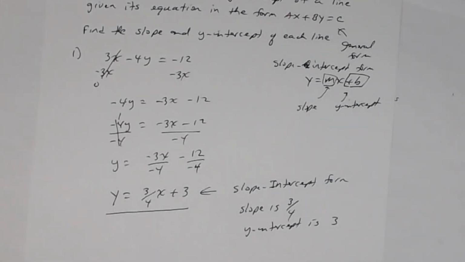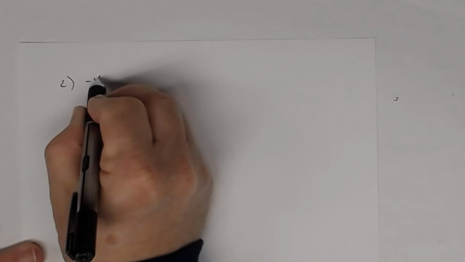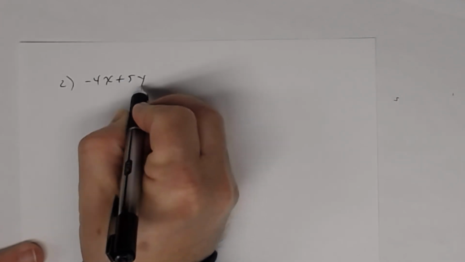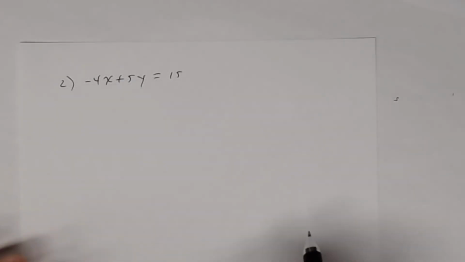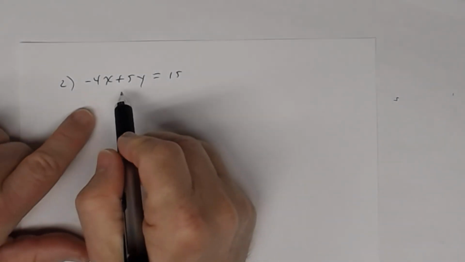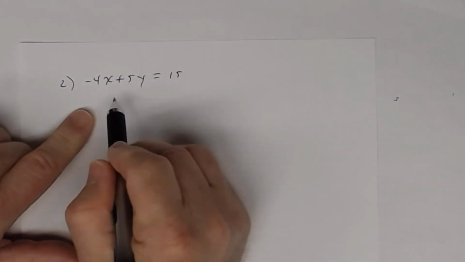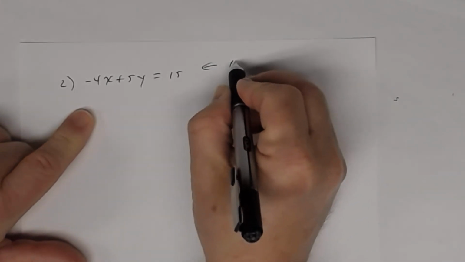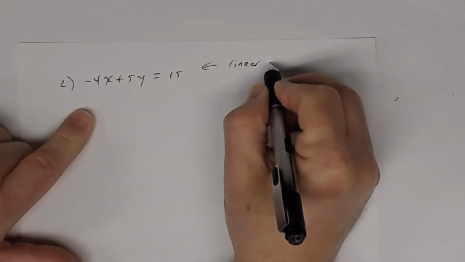All right, so let's look at number 2. Let's suppose we had this equation, number 2. We have negative 4x plus 5y equals 15. We want to find the slope and the y-intercept of this linear equation. Remember, this is a linear equation, so if you were to graph it, it would be a line.